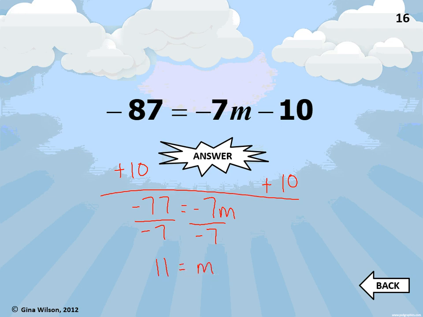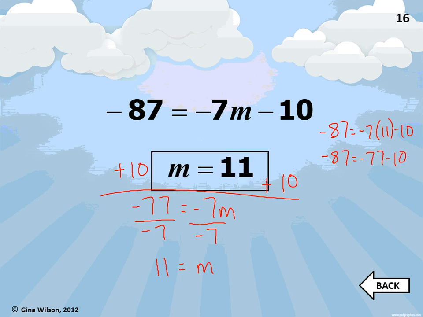Let's double check our work. Negative 87 is equal to negative 7 times 11, which is negative 77. Minus 10, that is correct. Negative 77 minus 10 is negative 87. So our answer is correct, 11.